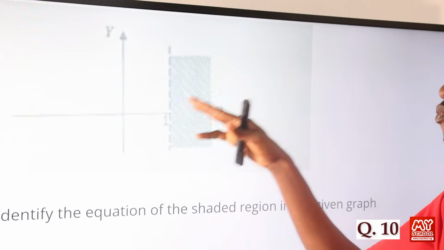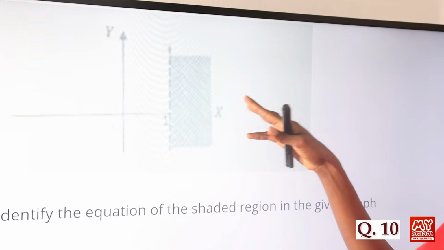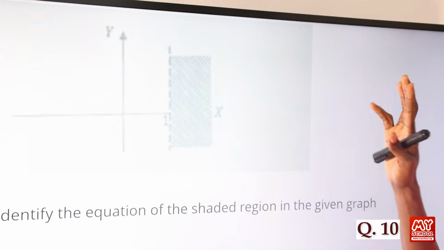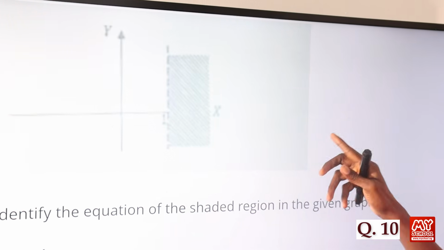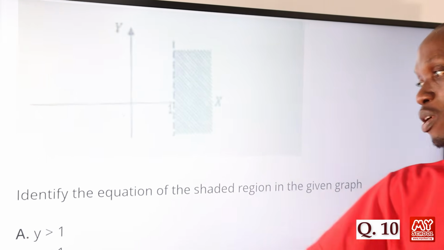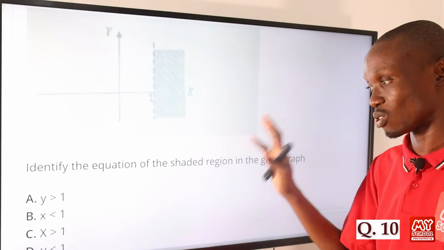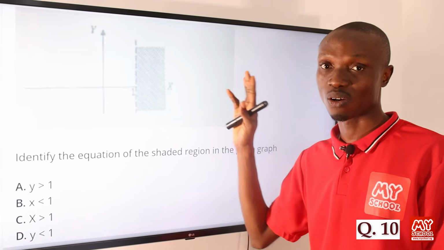That means everything above 1 is included, right? It's greater than 1, so everything above 1 is included, right? So in this case, our answer will be x is greater than 1. Okay, and that makes option C the correct answer to this question.